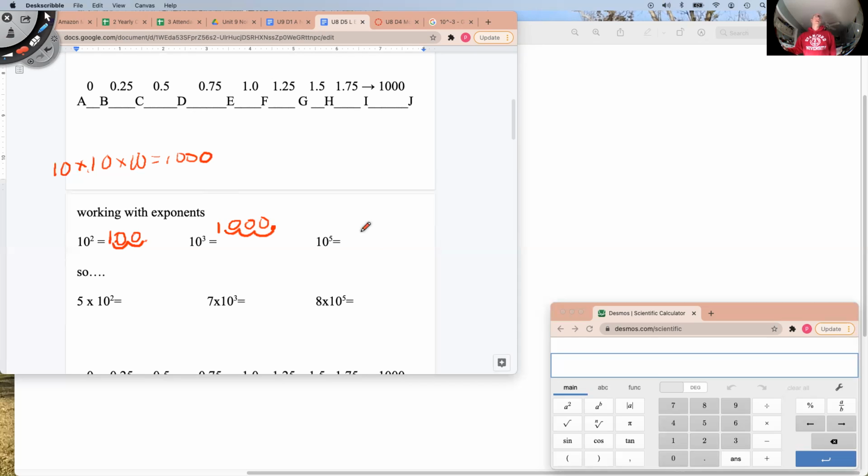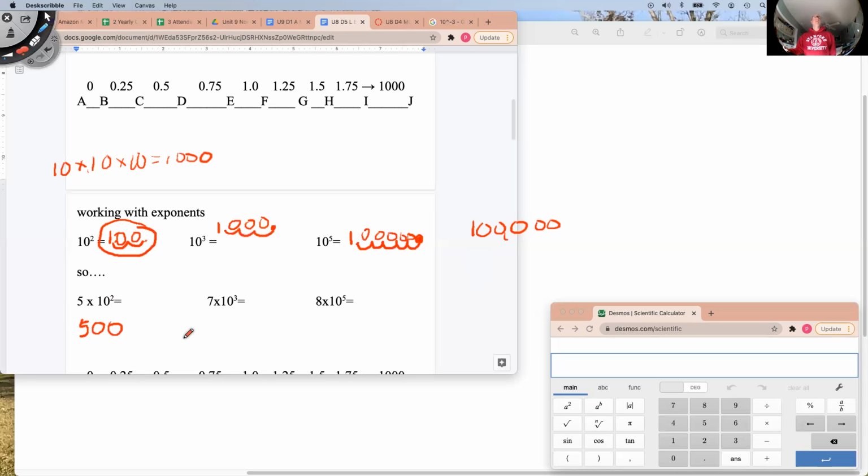And the same rule will apply here. 10 to the fifth power means you have a 1 with 5 zeros after it. There's 1, 2, 3, 4, 5. There's our 5 decimal places. And we fill all those in with zeros, where in this case, we would have the number 100,000. Okay, so what would be 5 times 10 squared? Well, 10 squared equals 100. So what is 5 times 100? 5 times 100 equals 500.